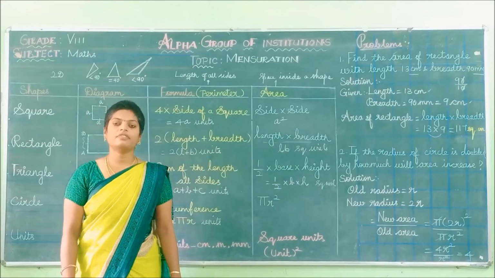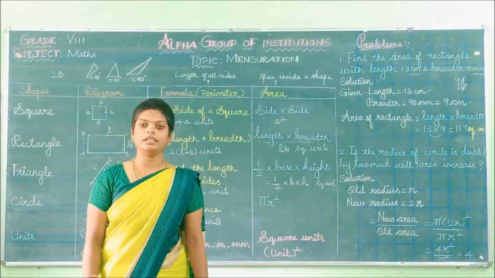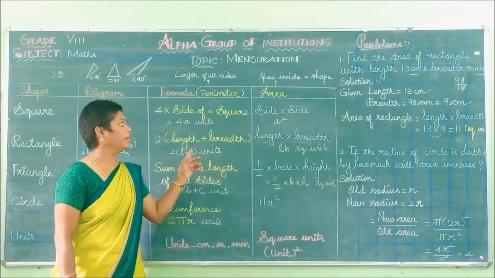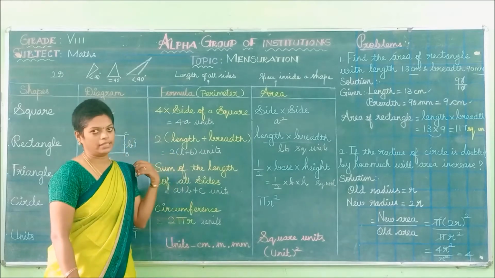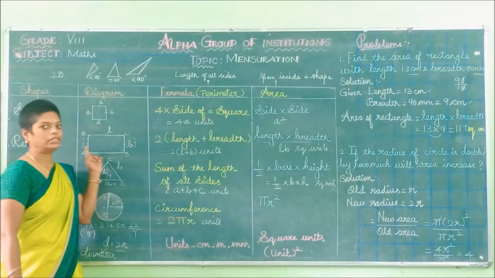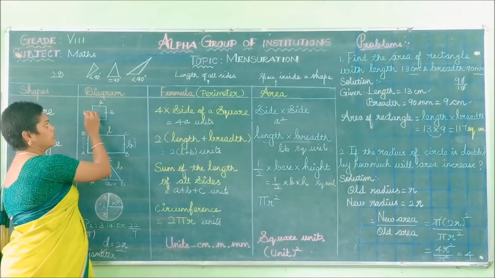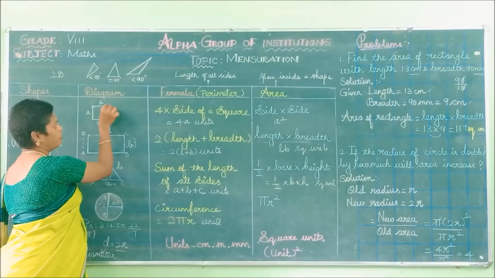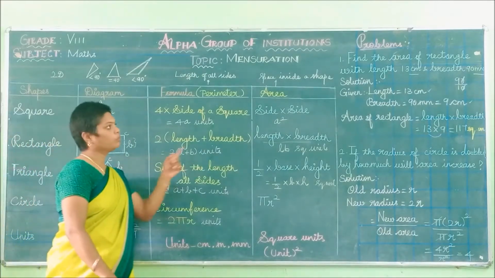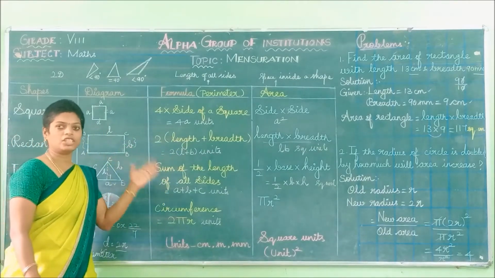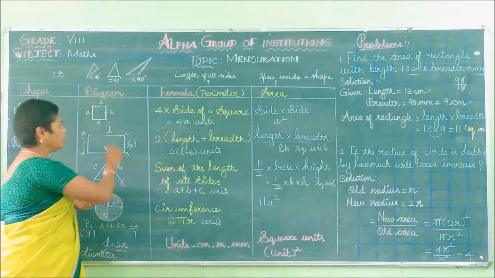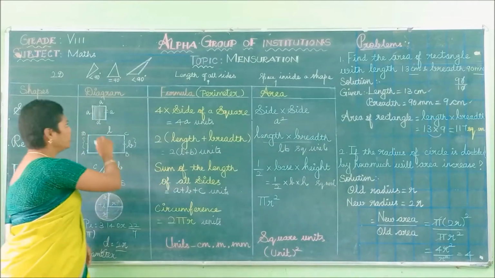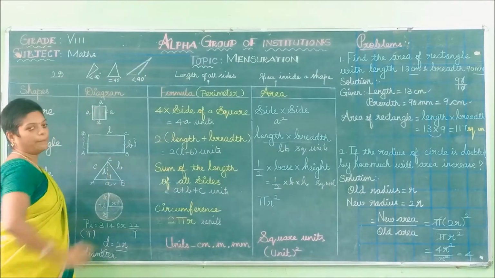For each and every shape you have to know the perimeter and area. So what do you mean by perimeter? A perimeter is nothing but the length of all the sides. If you take an example, look at this first one, square. This outer region, the length of the outer region, is called the perimeter. So what is area? The space inside a shape is nothing but area. This inside region is called the area. The outer boundary length is called the perimeter.